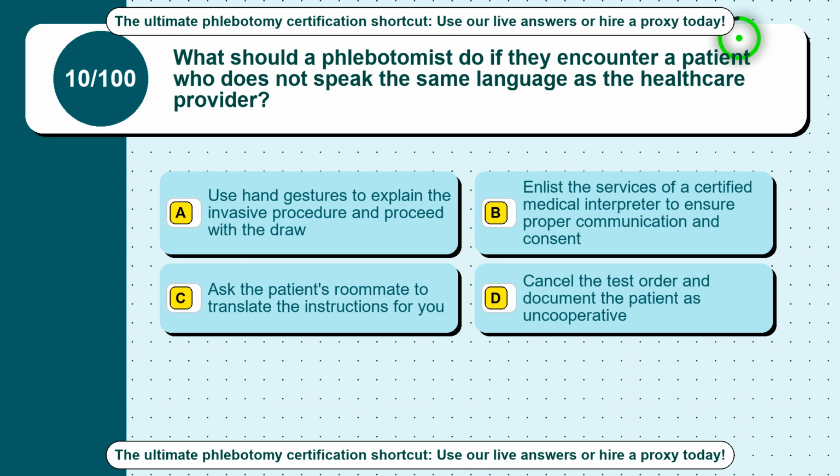Question 10. What should a phlebotomist do if they encounter a patient who does not speak the same language as the healthcare provider? Option A. Use hand gestures to explain the invasive procedure and proceed with the draw. Option B. Enlist the services of a certified medical interpreter to ensure proper communication and consent. Option C. Ask the patient's roommate to translate the instructions for you. Option D. Cancel the test order and document the patient as uncooperative.